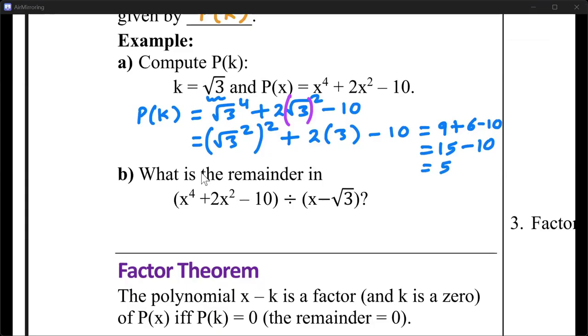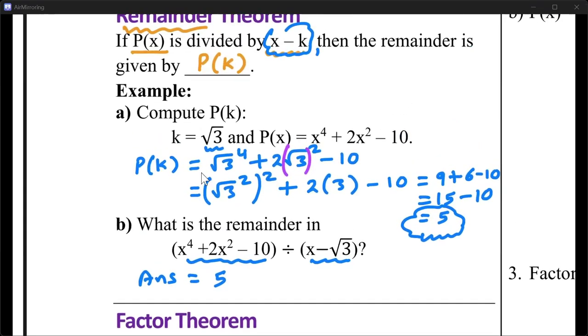So the second question now is, what is the remainder if that polynomial was divided by this linear polynomial x minus root 3? And the answer we know is now 5, which is p of k. That is what the remainder theorem says. When you evaluate the polynomial for that value of k, you get the remainder. So no synthetic division, we directly got the remainder.